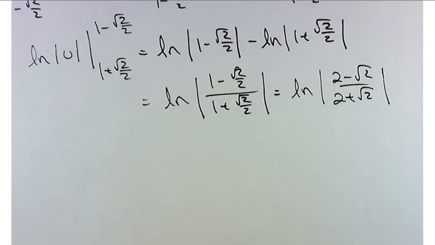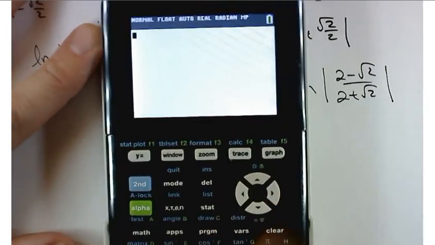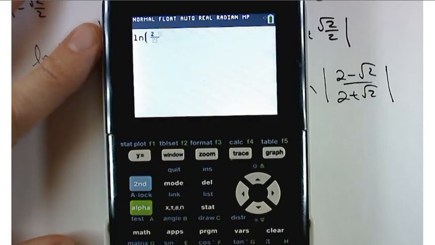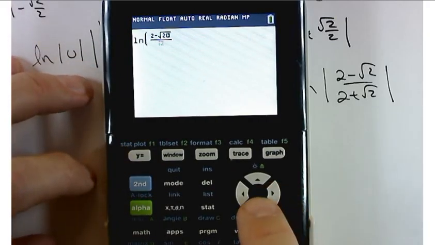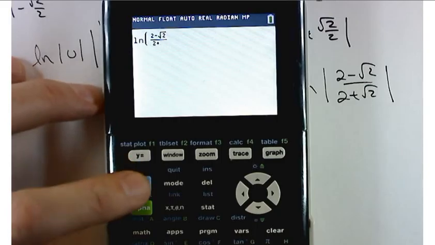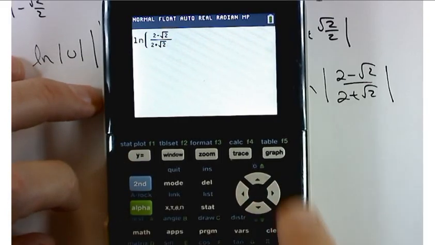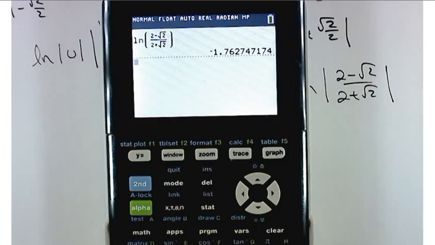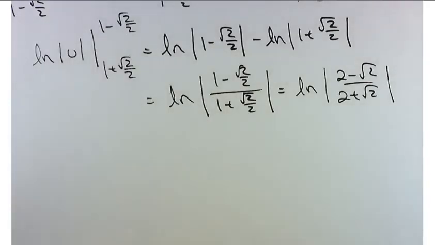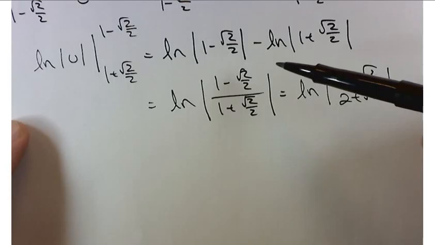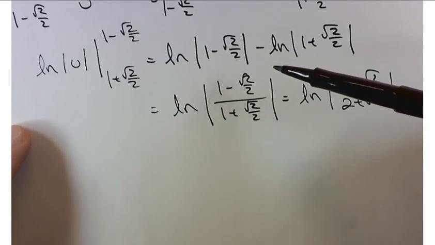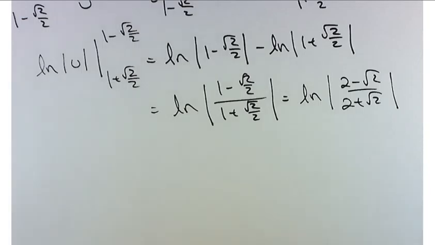So let's just take a quick look at what that would be. ln of 2 minus the square root of 2 over 2 plus the square root of 2. Something's wrong here. Did I put these in the wrong order? The pi over 4 and the 3 pi over 4 should be flipped. Or it should be 1 plus square root 2, or 2 minus the other one. Yeah, the order is wrong.